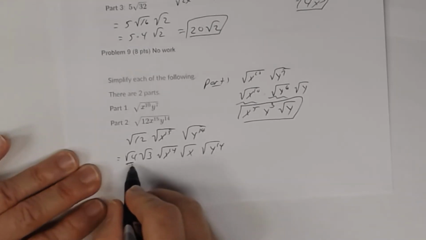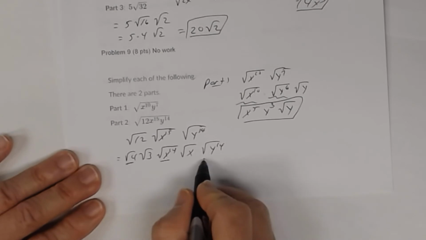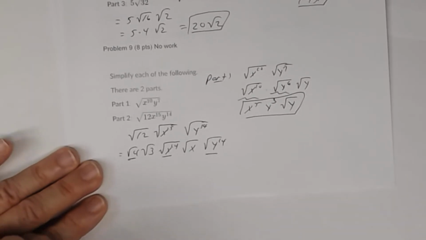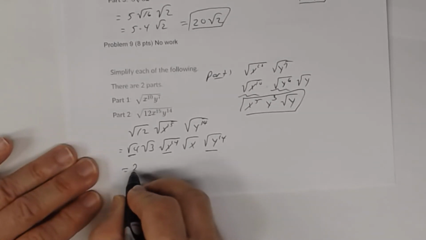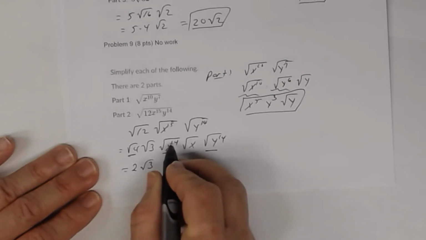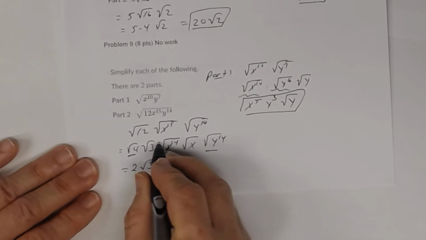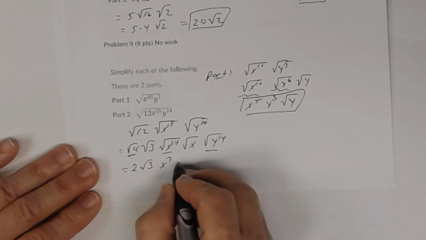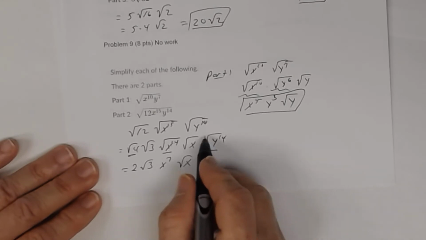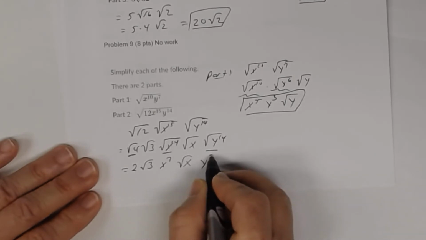And now we can simplify this, we can simplify this, and we can simplify this. Square root of 4 is 2 times the square root of 3. Square root of x to the 14th. What times itself twice is x to the 14th? Well, it'll be x to the 7th. 14 divided by 2 is 7 times the square root of x. And then 14 divided by 2 is 7 as well. So that's y to the 7th.